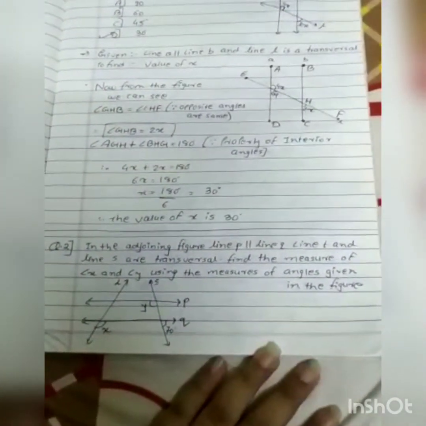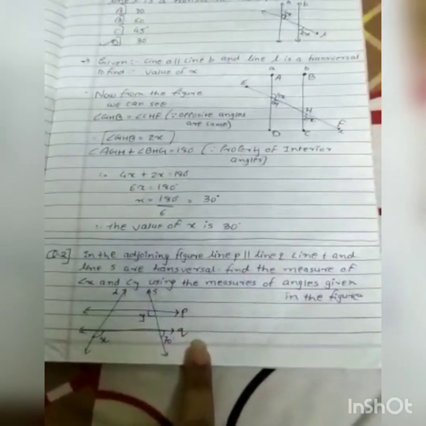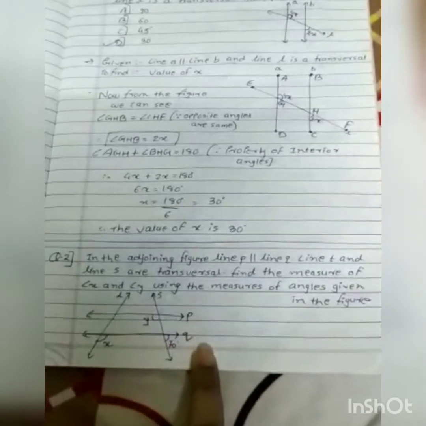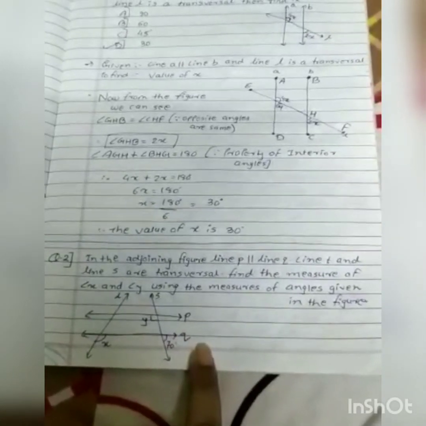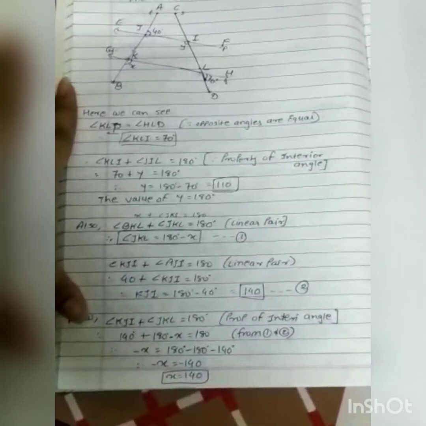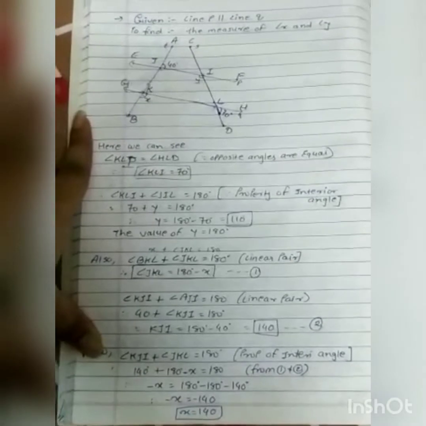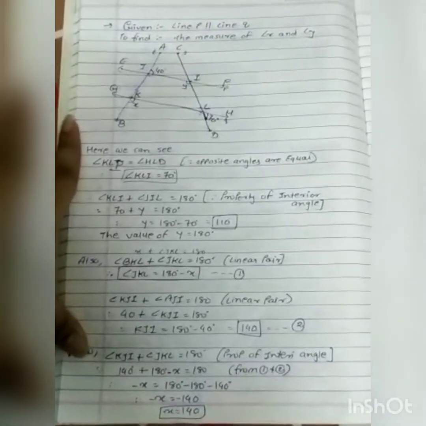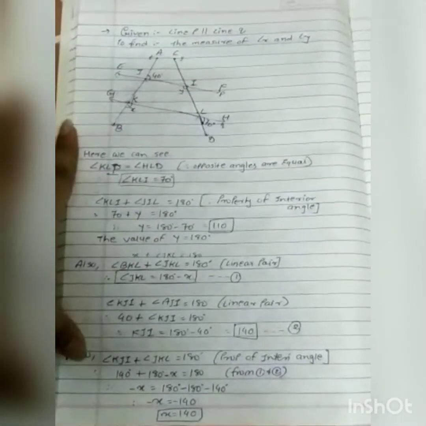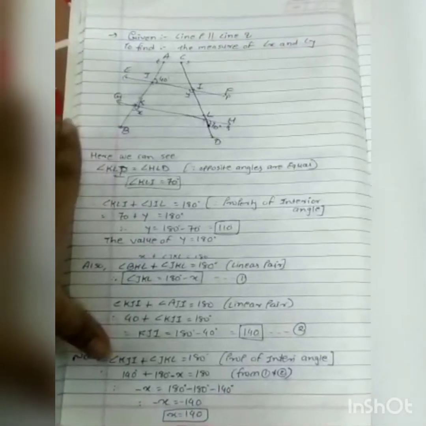Same, the figure is given to us, that is line P is parallel to line Q and x and y. We have to find out the measure of x and y. What is given to us? That is line P is parallel to line Q. And what we have to find? The measure of angle x and angle y. See, we have to draw the diagram again. Give the names to the diagram.